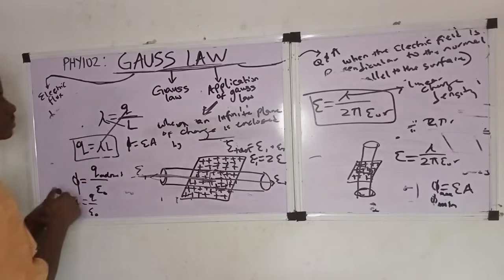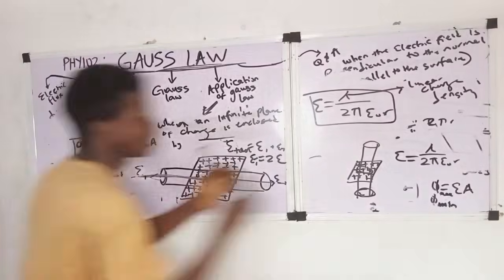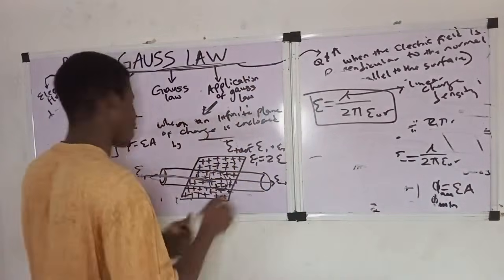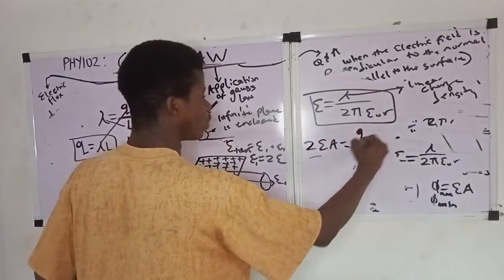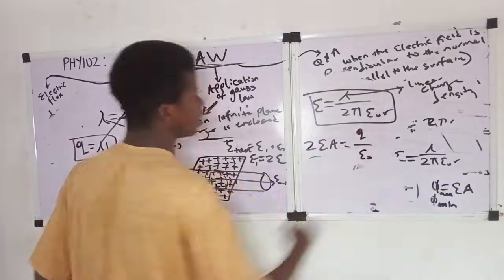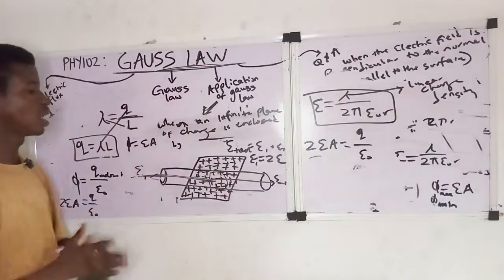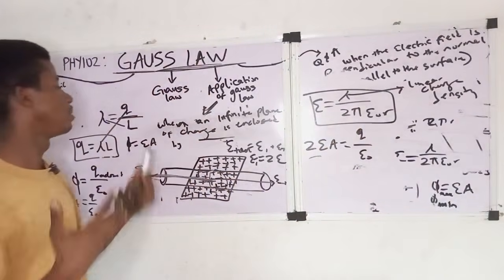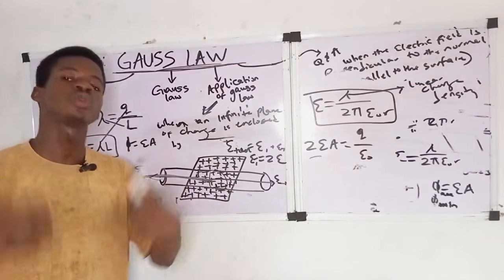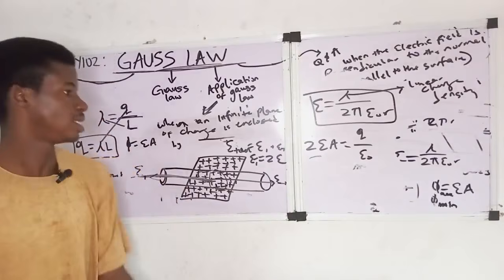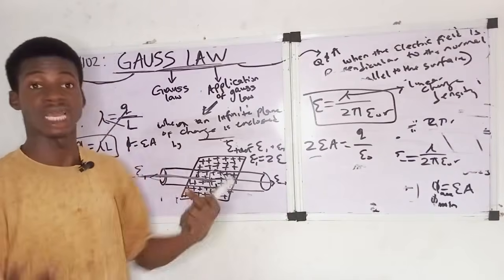So we arrive at something like this: 2EA is equal to charge over E naught. Now remember, we are dealing with an infinite plane of charge. In an infinite plane of charge, there is what we call surface charge density.